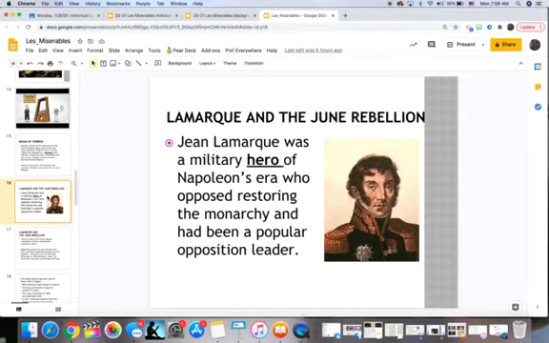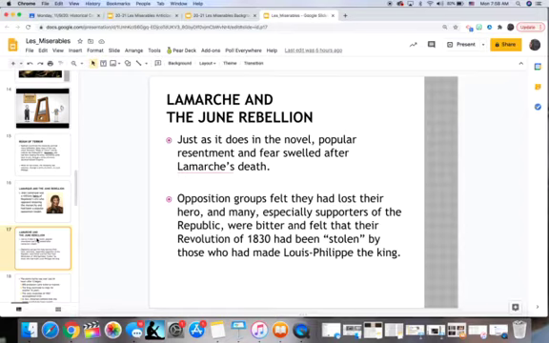After all that drama of the French Revolution, he had been a very popular oppositional leader. Just as it does in the novel Les Miserables, after Lamarck's death, a lot of resentment and fear swelled. Opposition groups felt like they had lost their hero. Many, especially supporters of the Republic, were bitter.